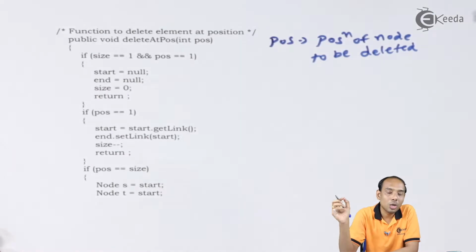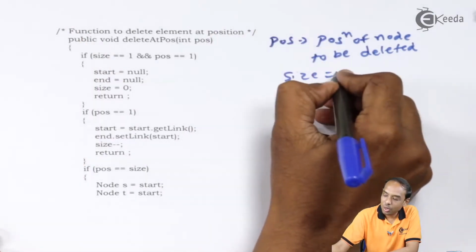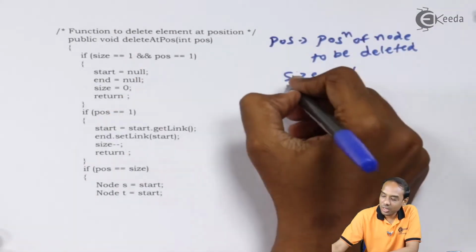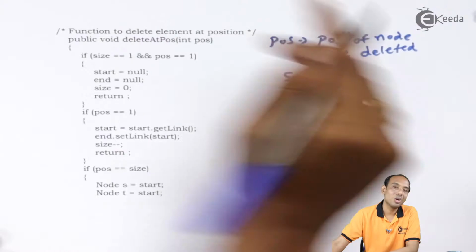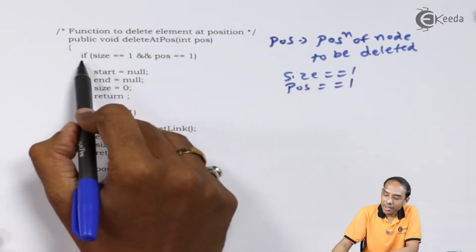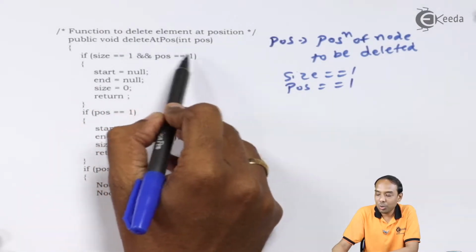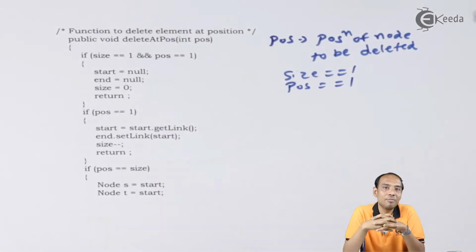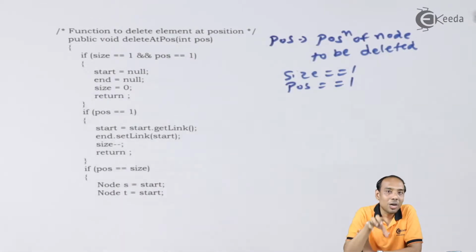Once I get this position, I'm going to check if size equal to 1. If size equal to 1, it means that the position is the first one. That's why I'm checking. Size is 1, so position is obviously going to be 1. So if size equal to 1 and position equal to 1, it means I'm going to delete the first node of the given linked list. It means there is only one node present in the linked list, and that single node I'm going to delete.